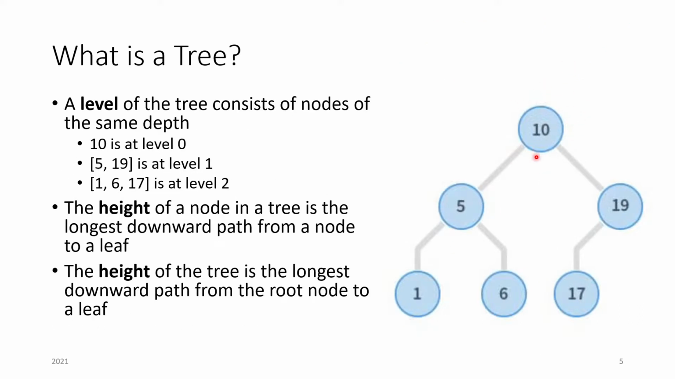A level in the tree basically means nodes that are at the same depth. So basically I can say the same depth here being the same horizontal level. So I can say this here is at level 0, this one here is level 1, and this one here is level 2.